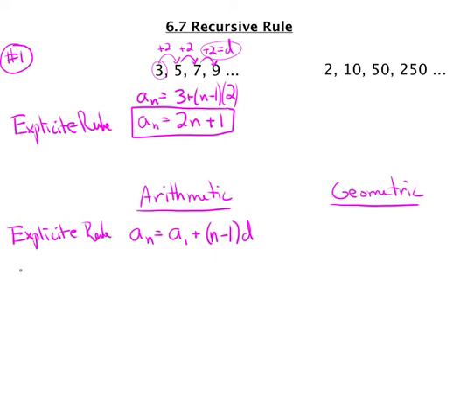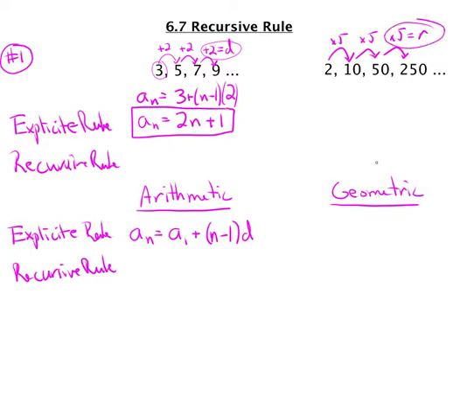Now we will get into the recursive rule for each of these. Recursive rule. But I want to do the geometric one first, the geometric sequence. So I can see that if I take 50 divided by 10, our ratio is times 5, which is that r.